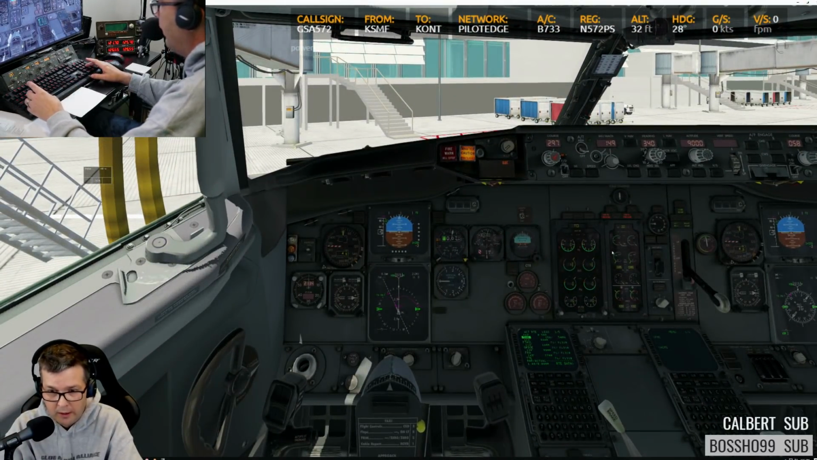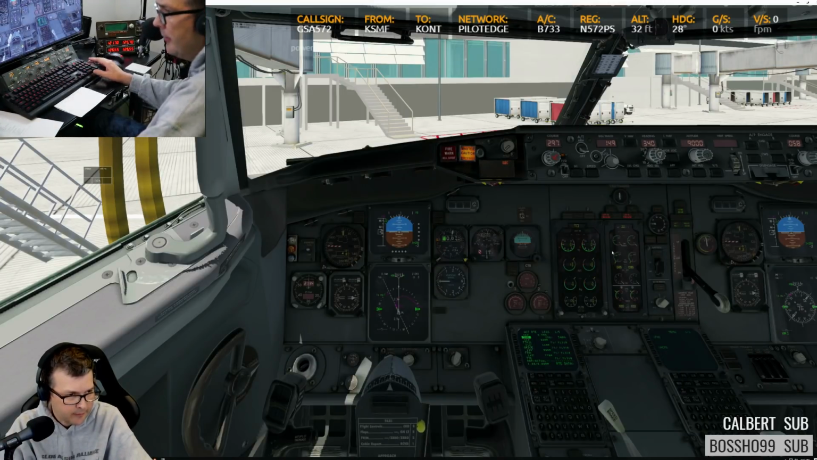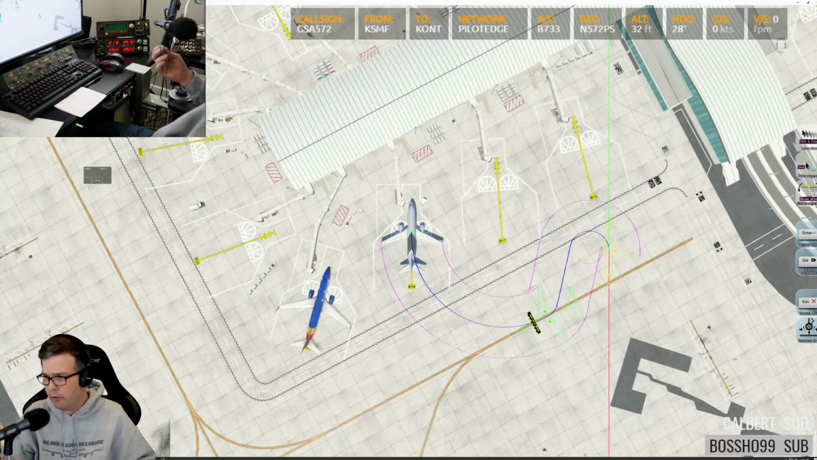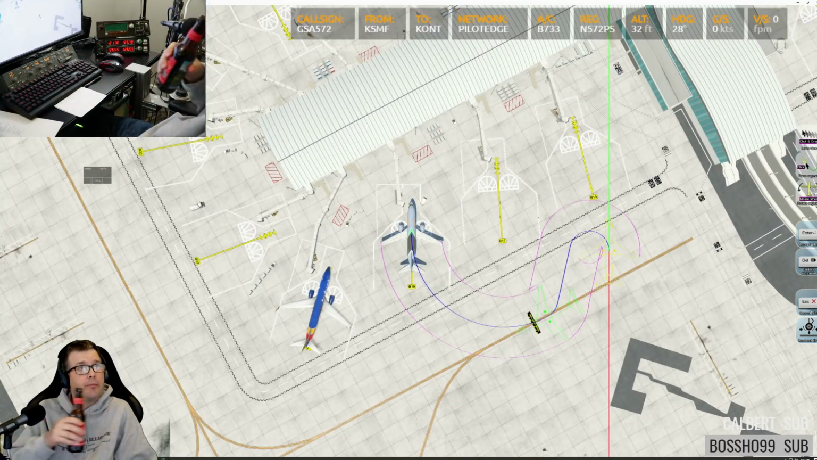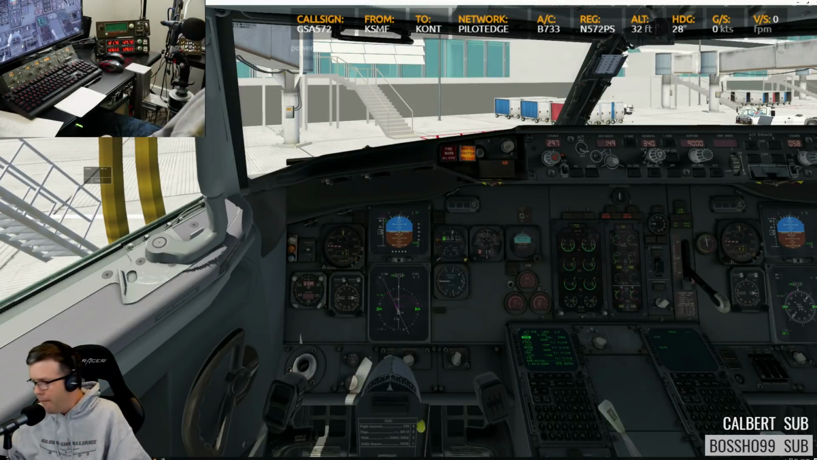Let's do the pushback. Ground to cockpit, please show me where you want to go. Deja vu thing. Ground to cockpit, tow is driving up.